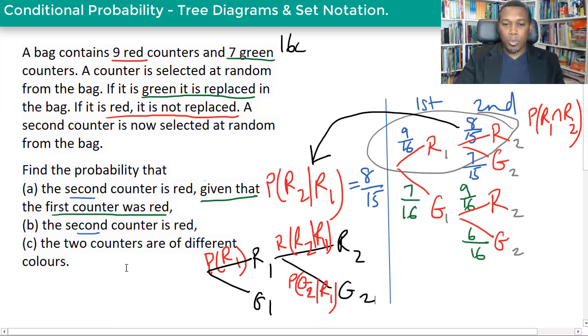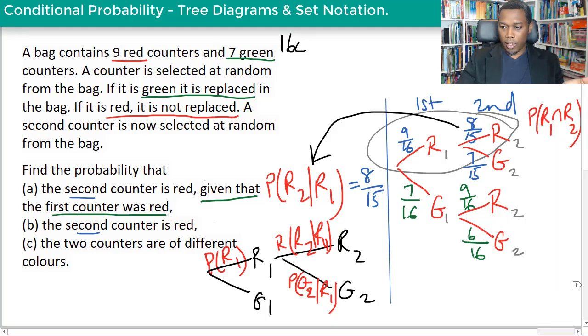And what do we want? We found the second counter, given that the first counter is red. So that conditional probability, we've been able to read it off the tree diagram. It's 8 on 15. Now the second problem is asking us, what's the probability of the second counter being red? Let me get some space and work on that one.